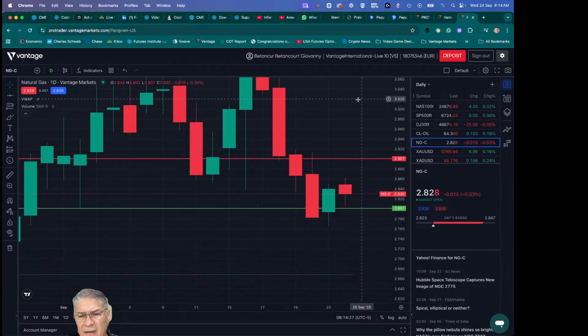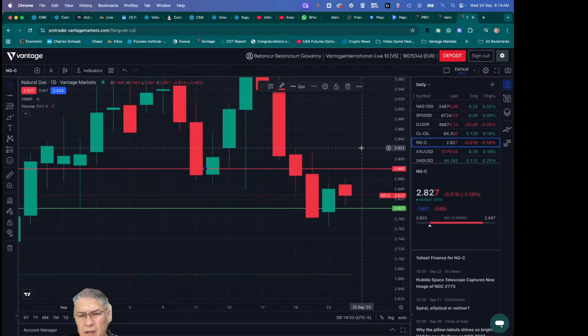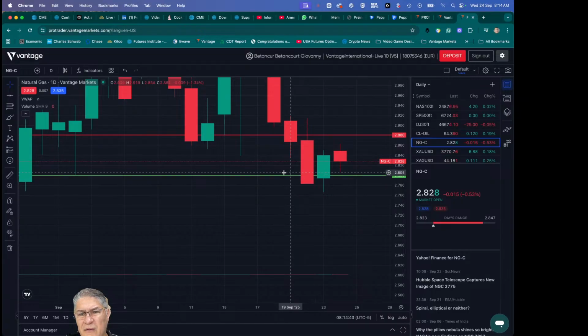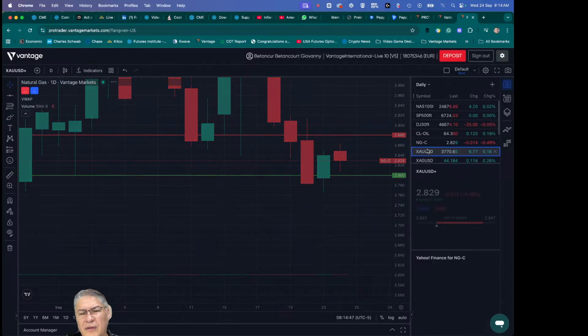Then we have nat gas here. I'm gonna lower my levels to 2.880. That's my level of resistance, and 2.80 as my level of support. Looking to go long also the asset.